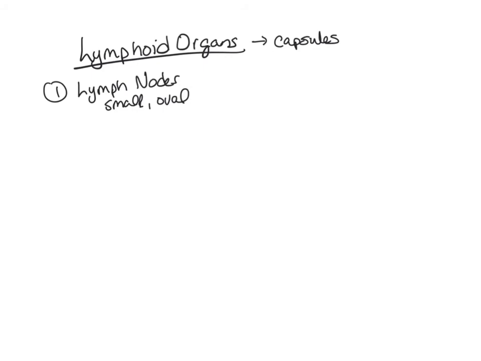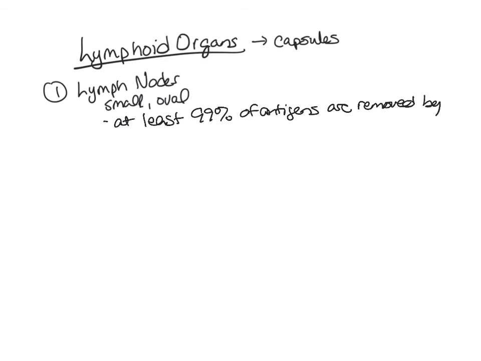The lymph node function, at least what they do, is they remove antigens, so at least 99% of antigens are removed by these lymph nodes. So you're probably saying, well, what are antigens? Well, we've heard of antigens before. We heard about them on your red blood cells, right? Remember the A and the O antigens?